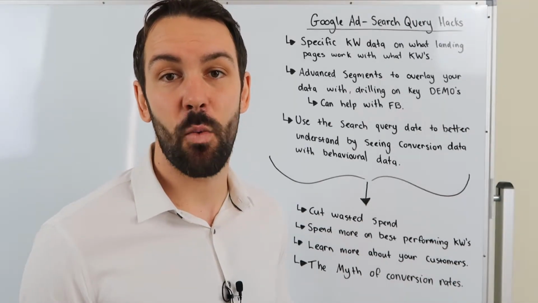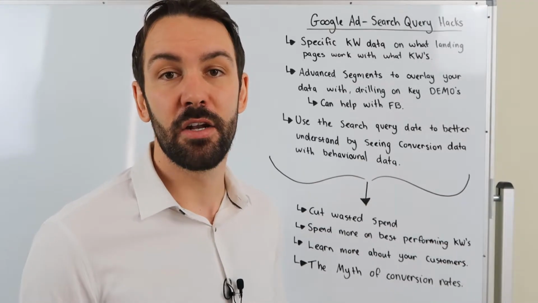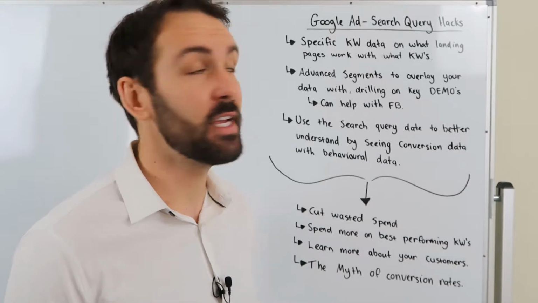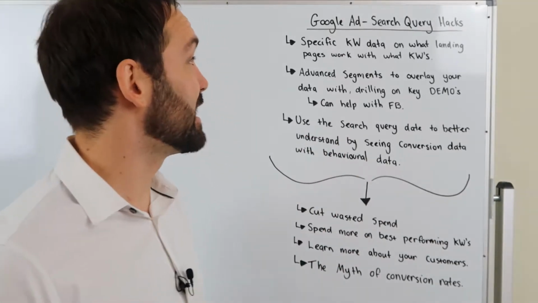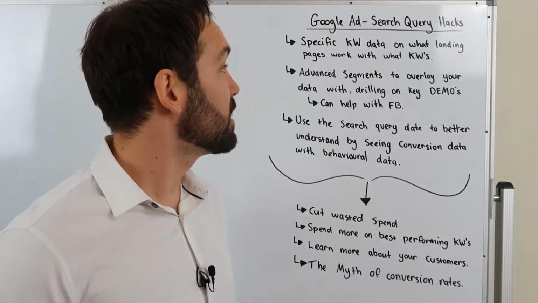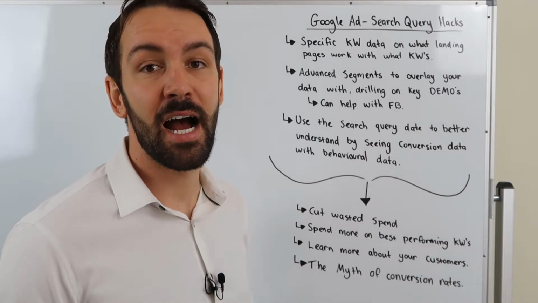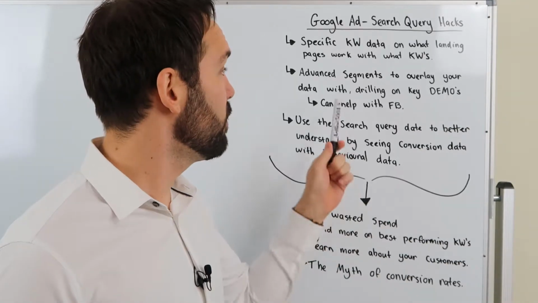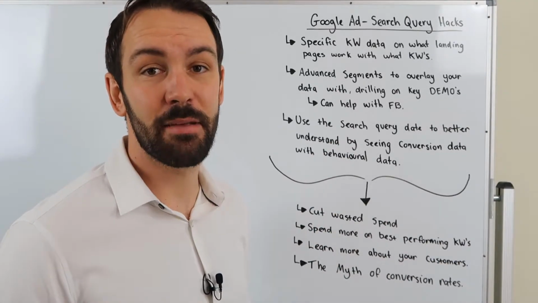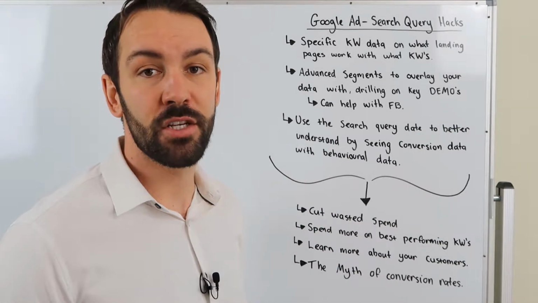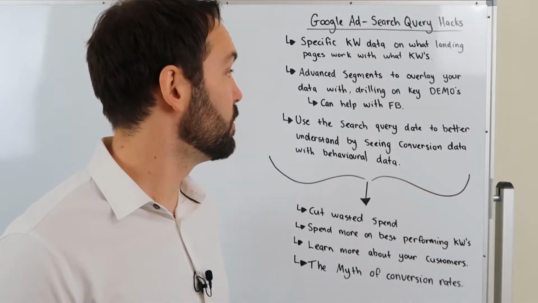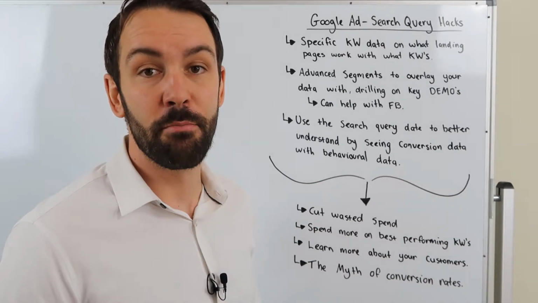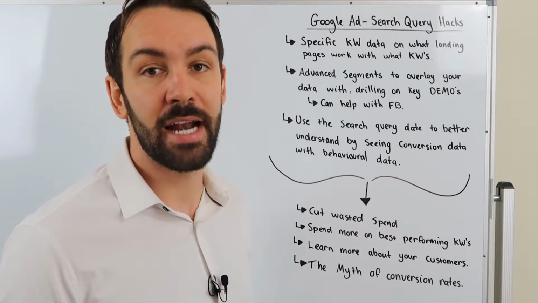Also, how you can cut wasted spend and spend even more money to the areas of keywords that are getting you a good result. Specifically, we're going to be discussing keyword data and what landing pages are working in regards to your keyword data. Very, very important. Further on, we're going to be using advanced segments to overlay the information that the search query report gets to you and how this can help with researching demographics and moving that information into your Facebook ad accounts as well.